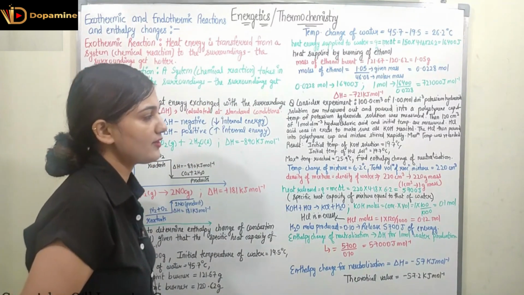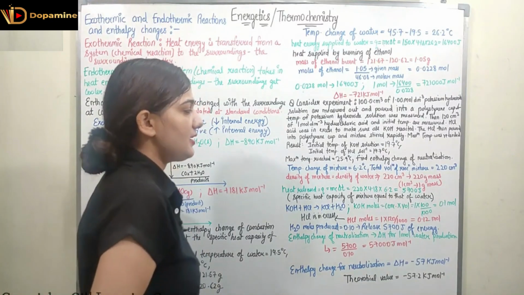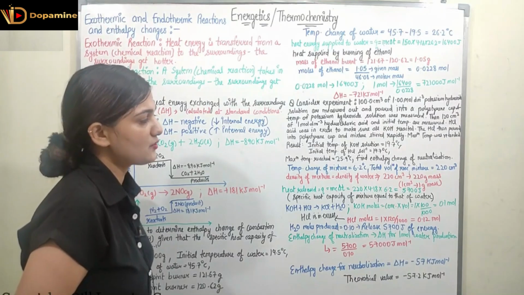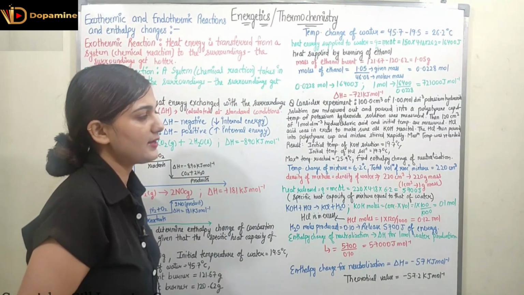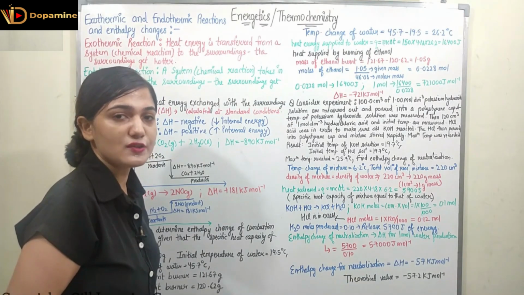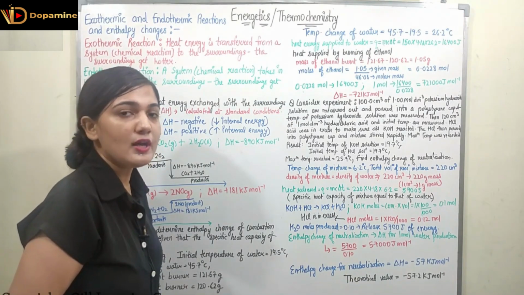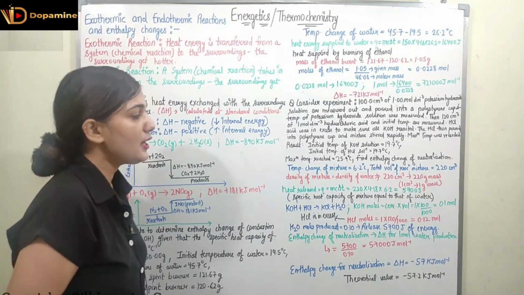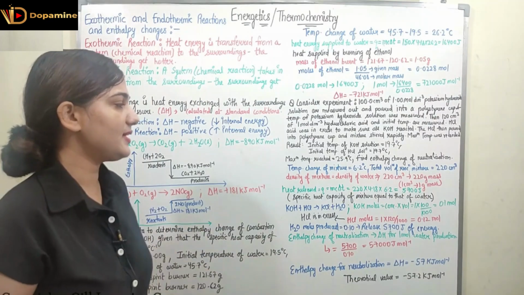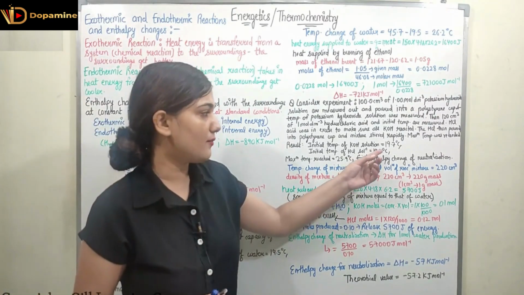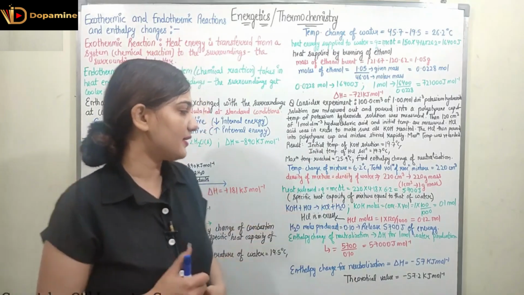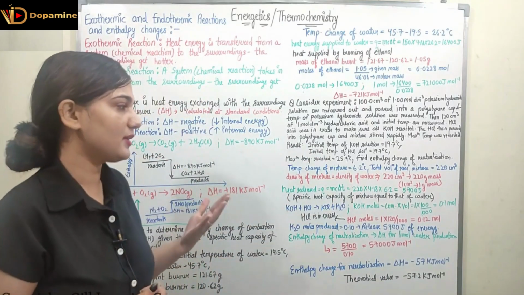So initial temperature of KOH solution was 19.7. Initial temperature of HCl solution was also 19.7. Maximum temperature reached was 25.9. We have to find out the enthalpy change of neutralization. For finding out the enthalpy change of neutralization, we need to find out the number of moles of water, right? So how much water is formed, that we need to know. So first of all, we will see the temperature change of the mixture. This is the initial temperature, this is the final temperature. If I subtract them, I will get the temperature change of the mixture, that is 6.2 degrees Celsius.